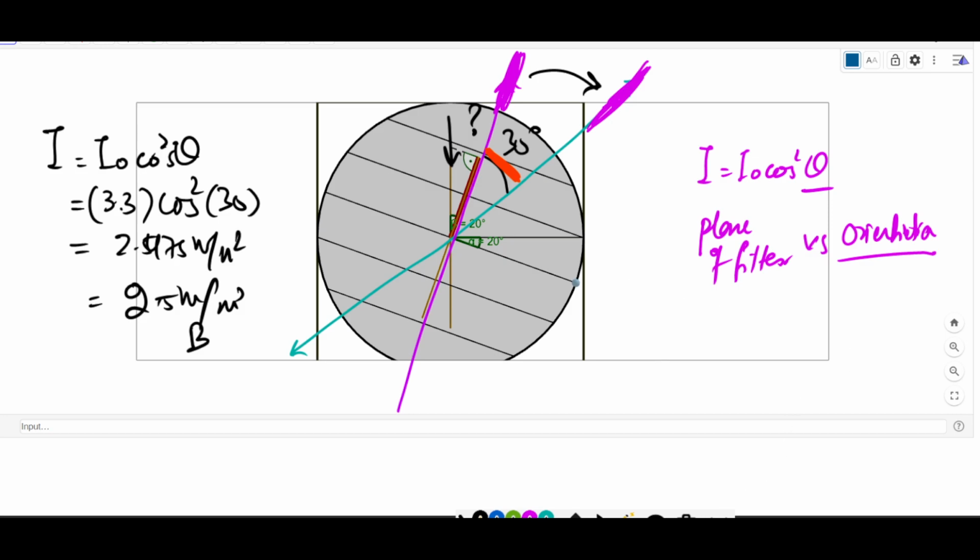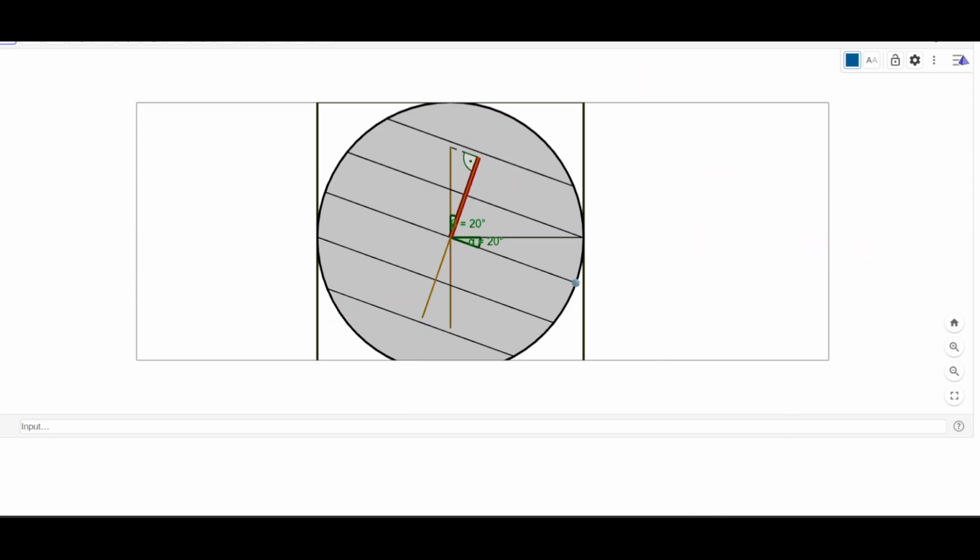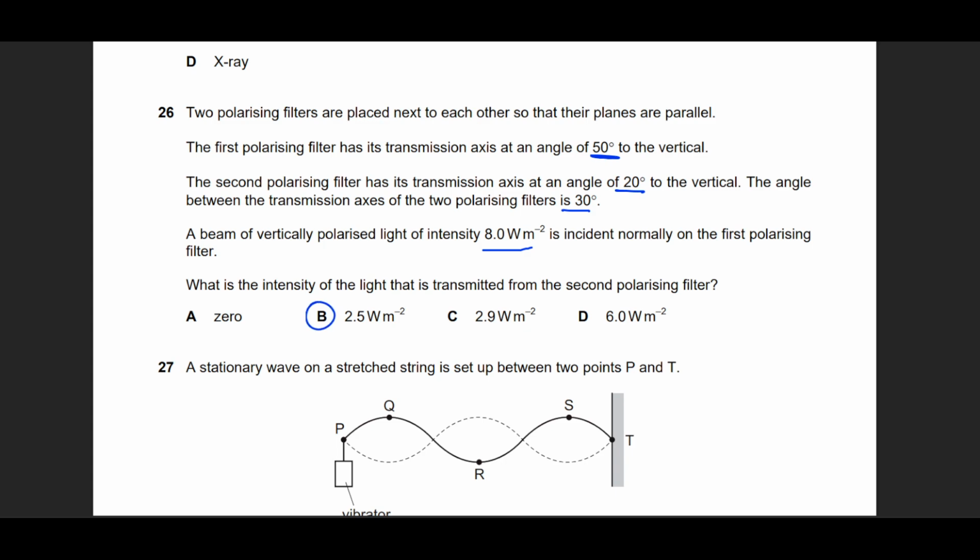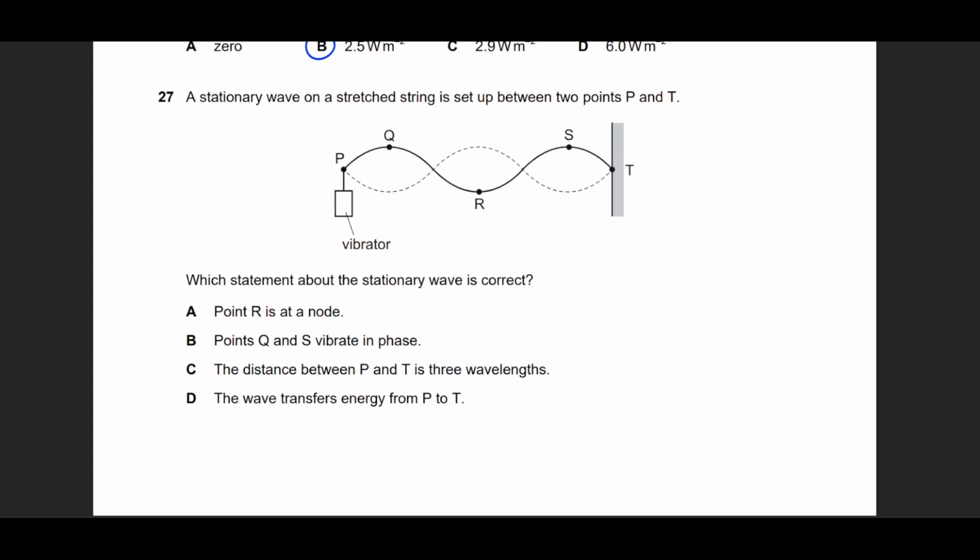Okay. All right. Let me erase this and go back. So this is going to be 2.5. Okay. All right. Question number 27. It says stationary wave. Okay, fine. Which statement about the stationary wave is correct?